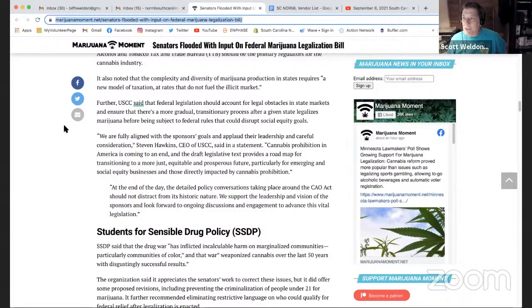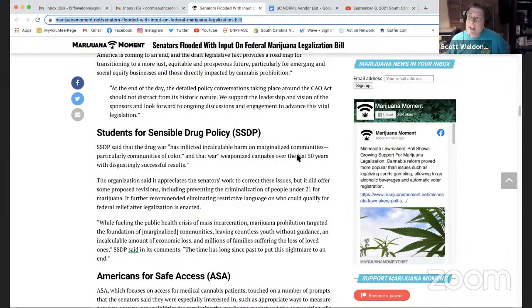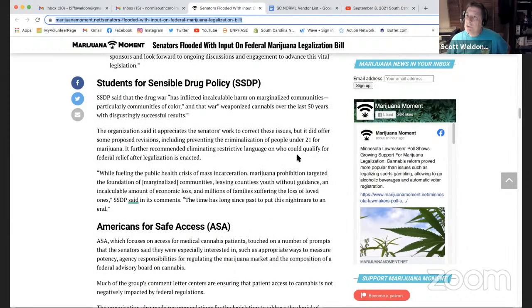Let me just kind of scroll here real quick. Again, they talk about social equity goals. At the end of the day, the detailed policy conversations taking place around the COA Act should not distract from its historic nature. We support the leadership. Students for Sensible Drug Policy. Boy, that kind of reminded me, I haven't been in touch with them here in Charleston lately.